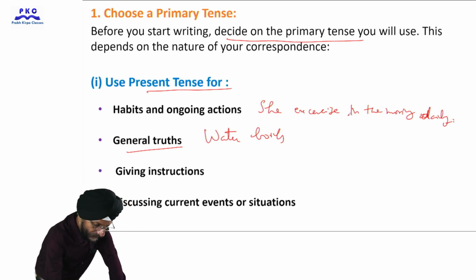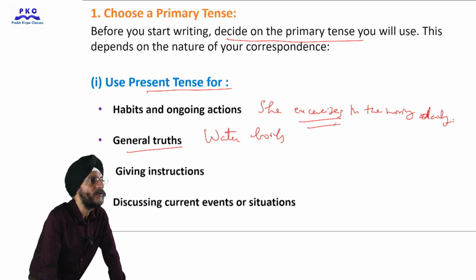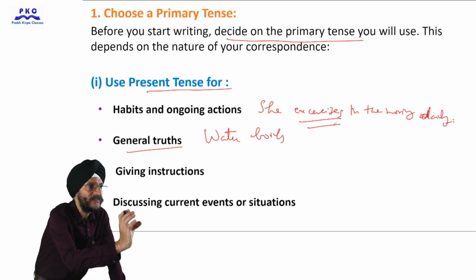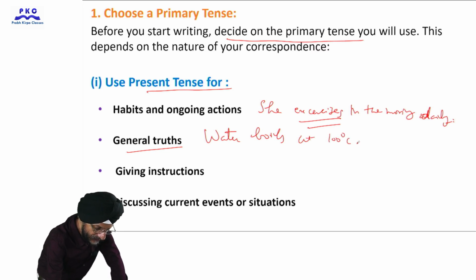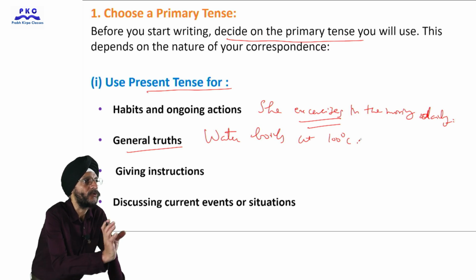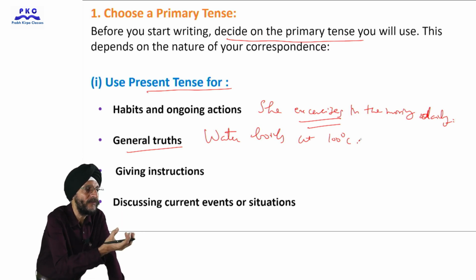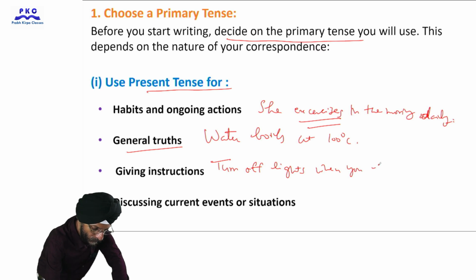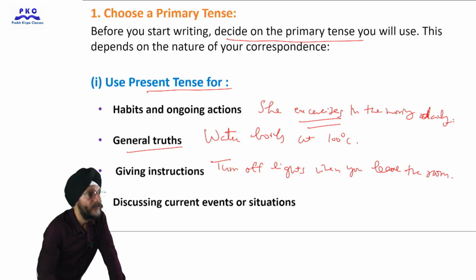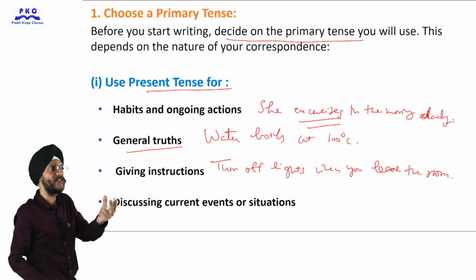Here, when we have written she exercises daily in the morning, we were writing about the present. What is going on? It is a habit. Water boils at 100 degrees Celsius. It is a general truth. If we give instructions, we have to give instructions in present tense. Turn off lights when you leave the room. Here we are giving instructions, and the instructions are to be given in present.